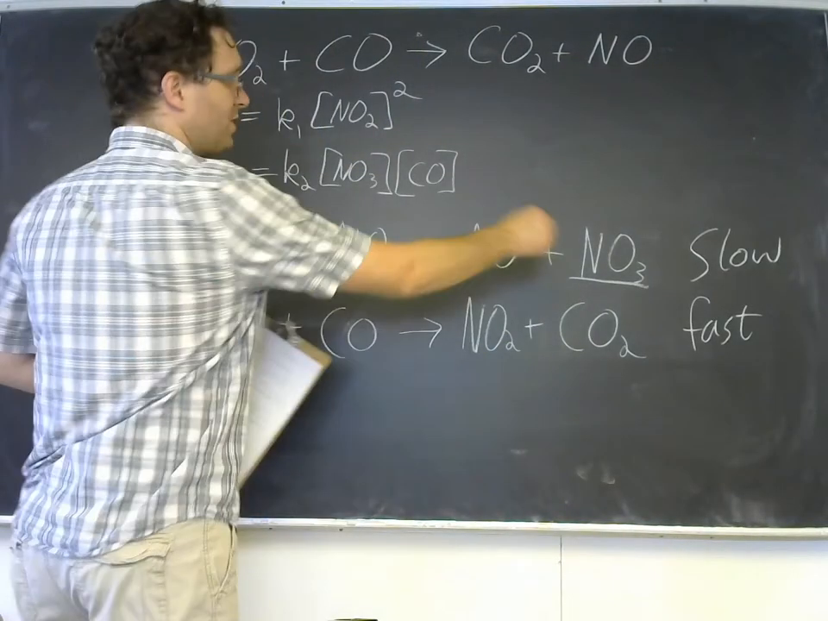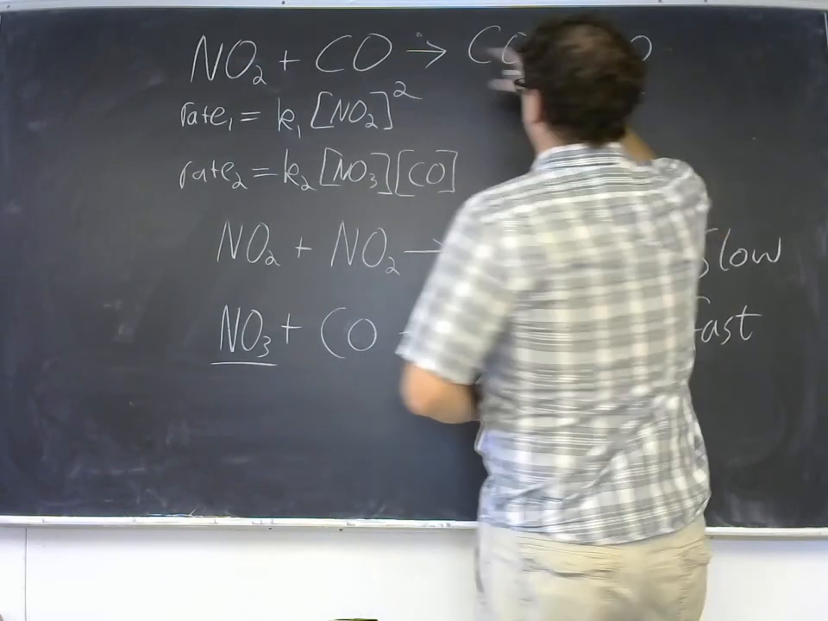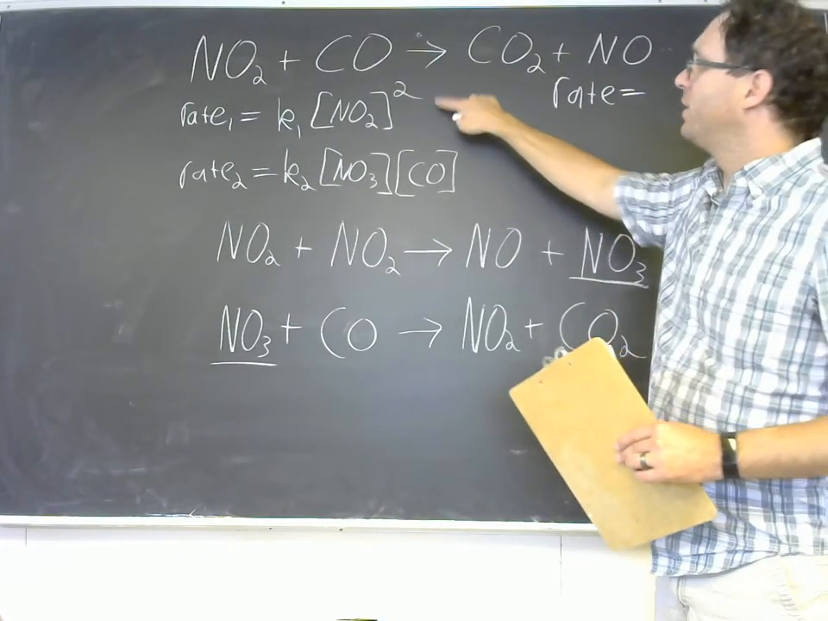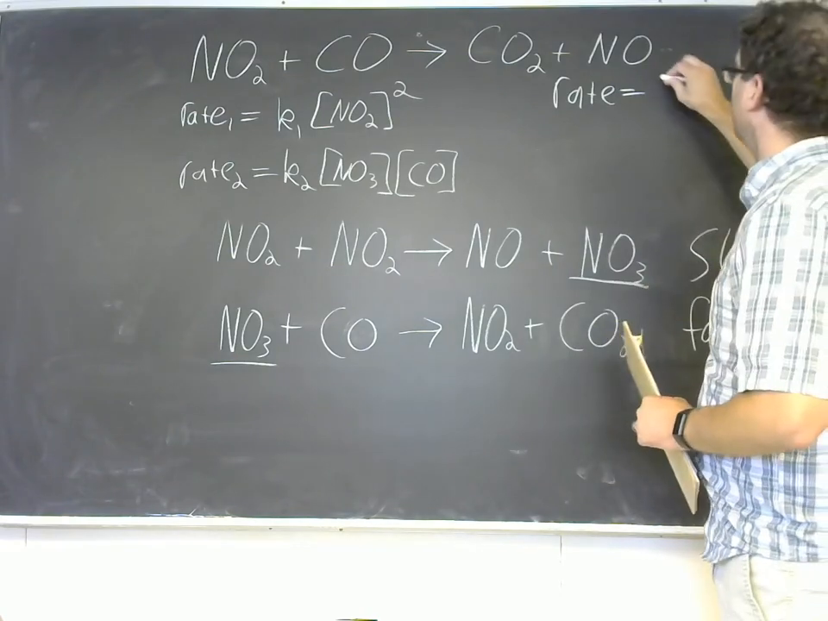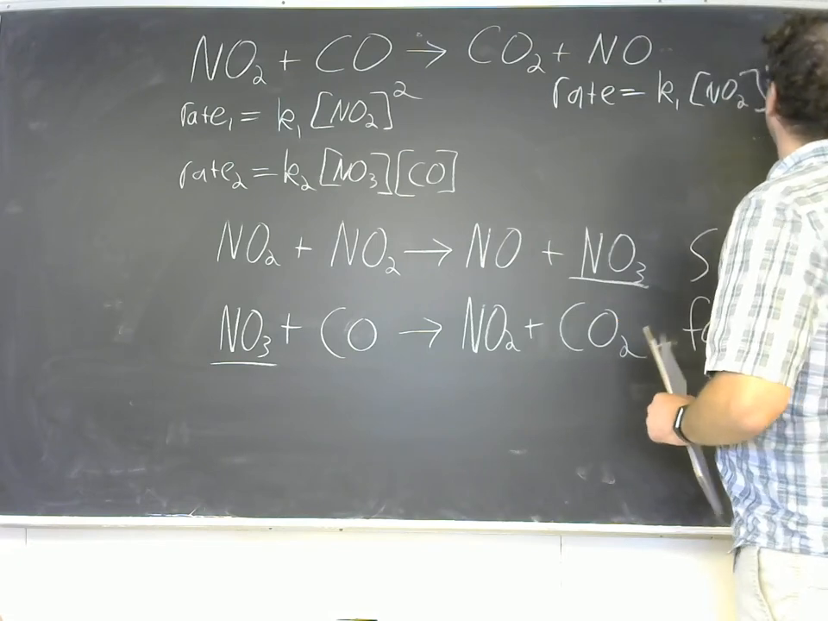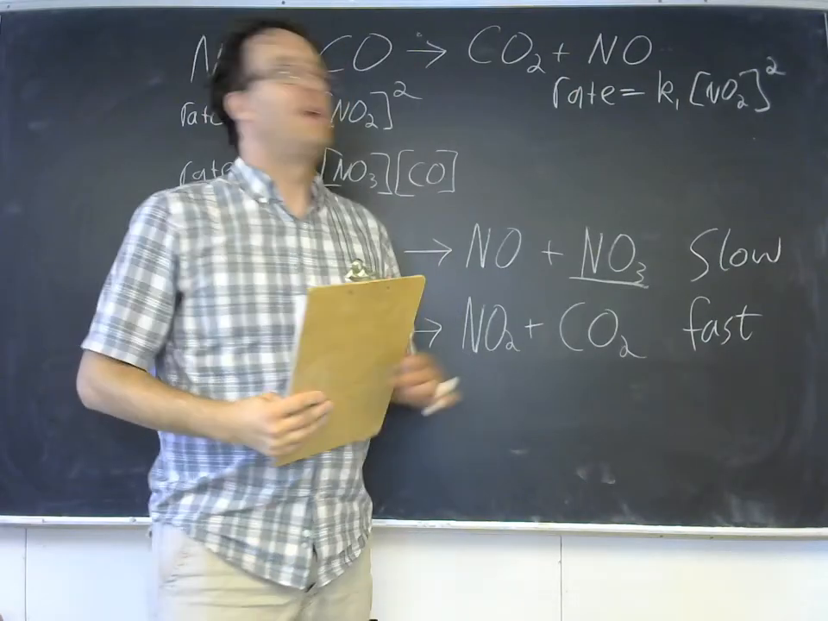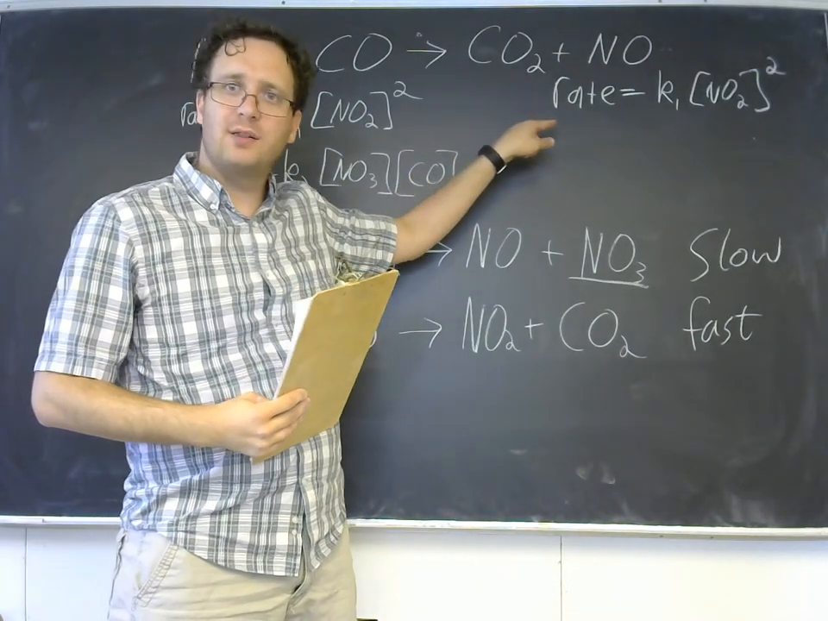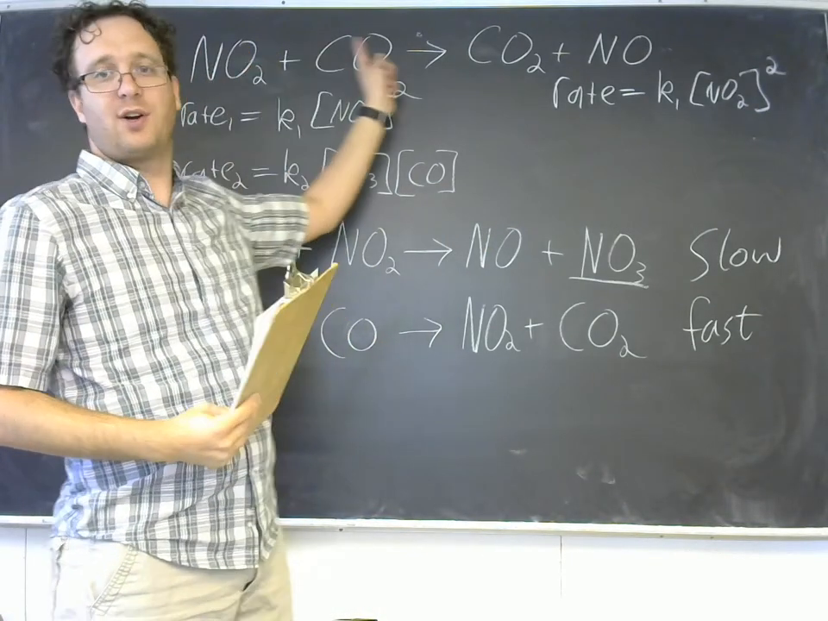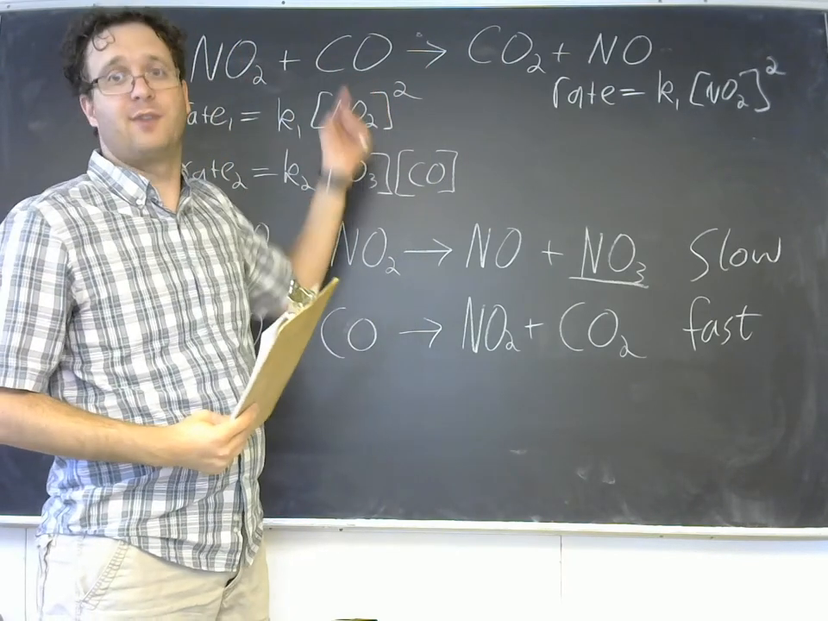Okay, so if this first step is slow, then what is the rate of the reaction overall? Well, the fast step doesn't matter. Only the slow step matters. So the rate is going to equal K1 times NO2 squared. And that's what this reaction mechanism predicts. Now you can do initial rate method or integrated rate law method to experimentally determine the reaction order with respect to NO2 and carbon monoxide for this reaction.